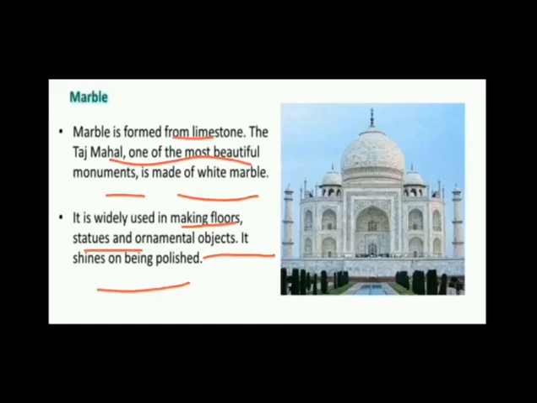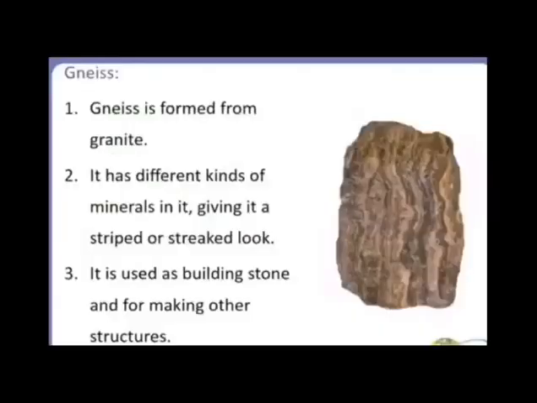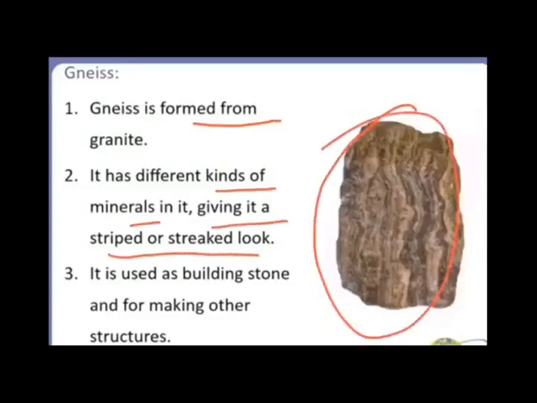Okay, now the next type of metamorphic rock is gneiss. We have discussed this, but now we will discuss it in detail. So gneiss is formed from the granite, and it has different kinds of minerals in it which give it a striped or streaked look, as you can see in this picture also. And this gneiss is used as a building stone and for making other structures.